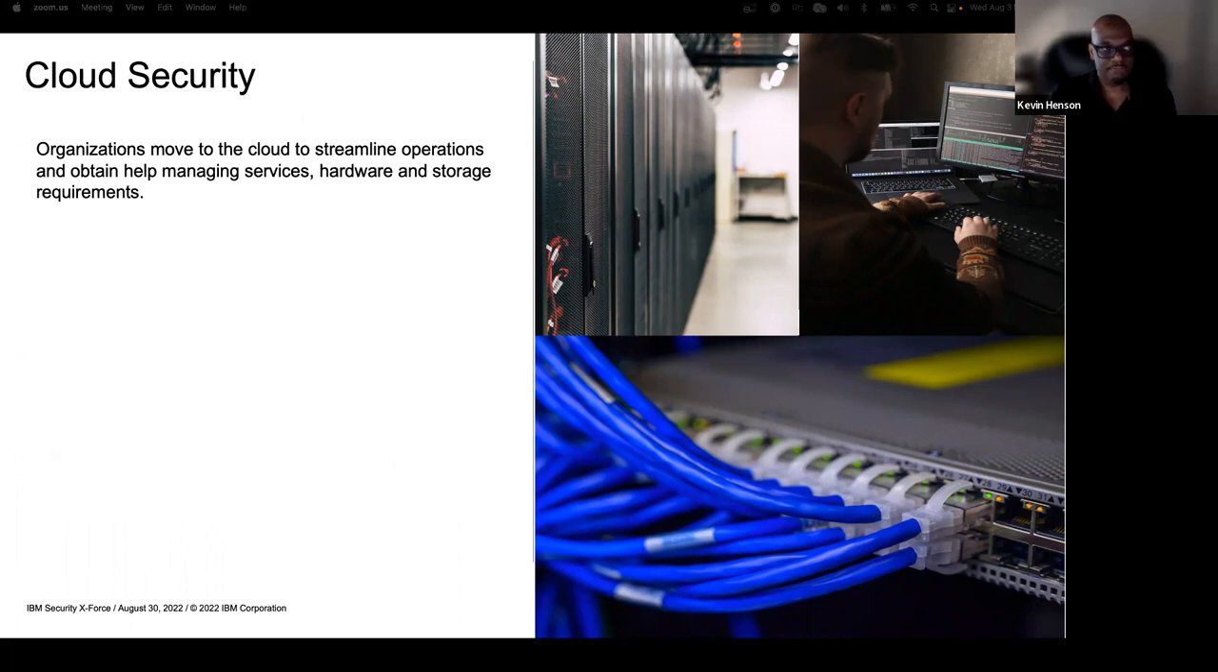The next domain is cloud security. A lot of companies are moving to the cloud to keep their organization more streamlined and to help relieve themselves of some of the responsibility, some of the workload of managing servers and applications. When they move to the cloud, service providers help them manage those services, the hardware and the storage devices. But when you move to the cloud, you also have to worry about various threats that come with that. And the cloud providers provide various levels of services.